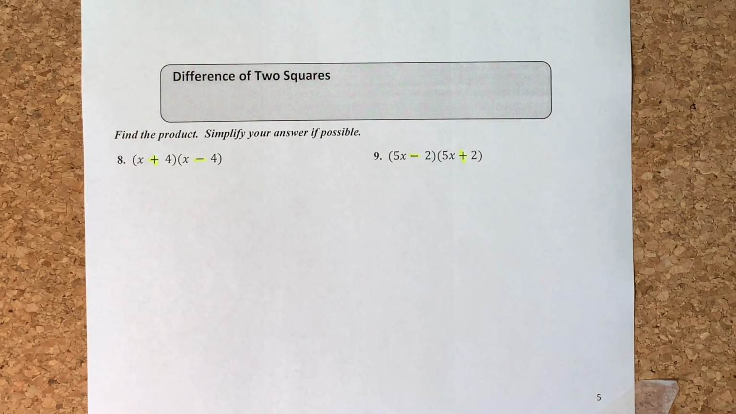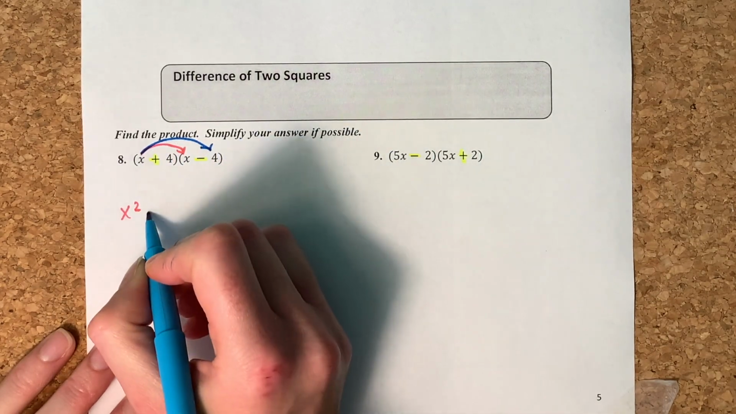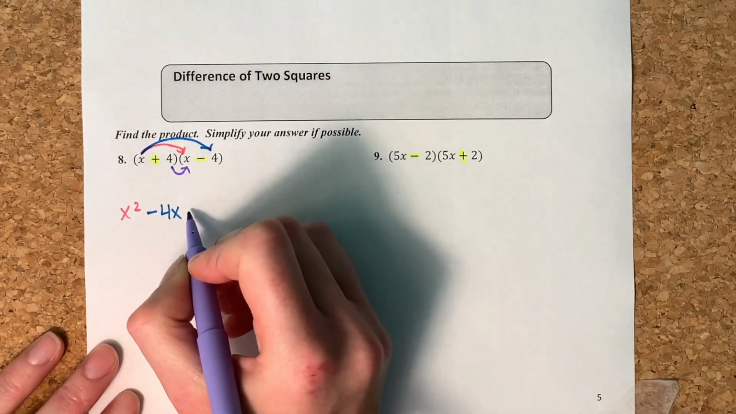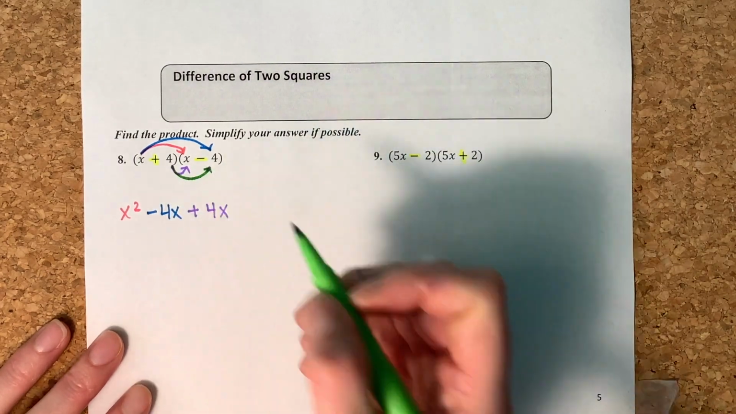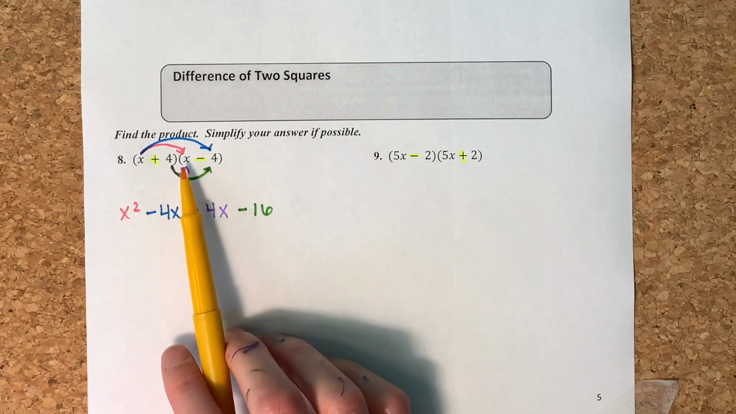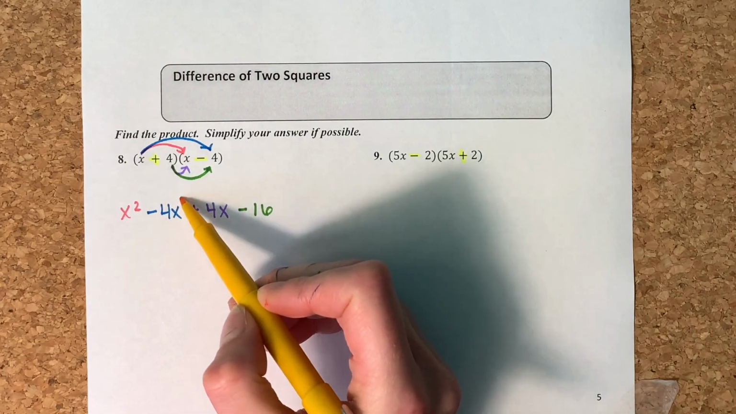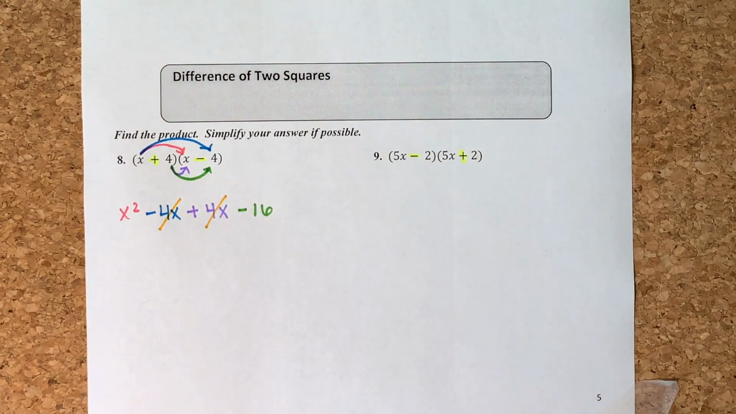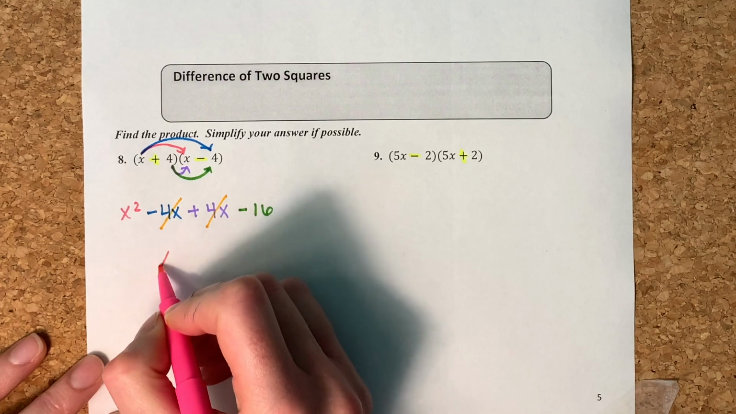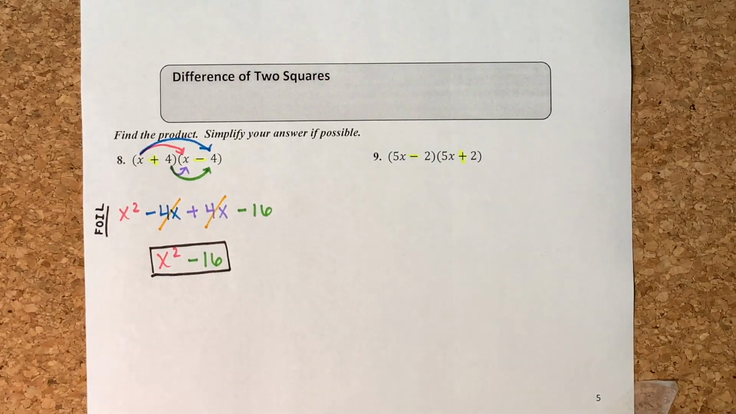Let's try both strategies. Let's first FOIL here. Now, whenever you have this situation where what's inside your parentheses looks identical, but one has a plus and one has a minus, when you FOIL, the middle terms always cancel out. And we're just left with x squared minus 16. So we FOILed here, and FOILing always works when you're multiplying two binomials.